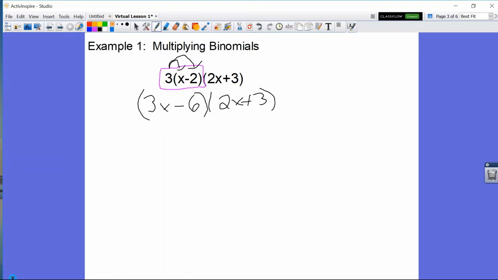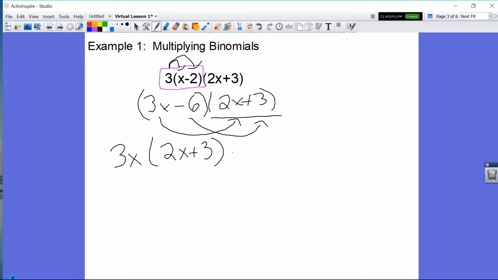You can either use the area model or you can distribute. I'm going to show you by distributing. So I need to multiply this 3x by everything inside the second set of parentheses. So we have 3x times 2x plus 3. And then I have to take this negative 6 and multiply it by everything inside that second set of parentheses, so 2x plus 3. Now we distribute again.